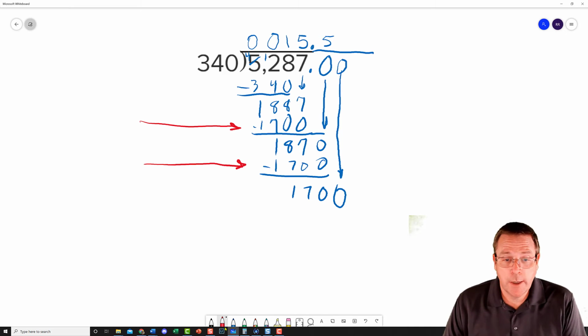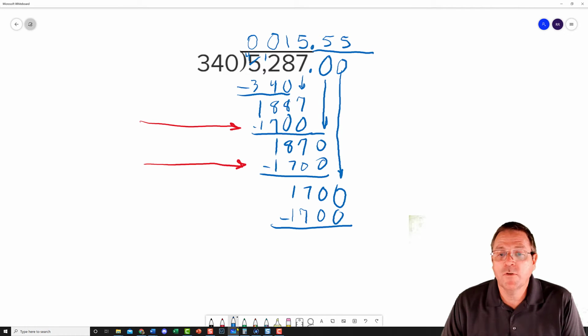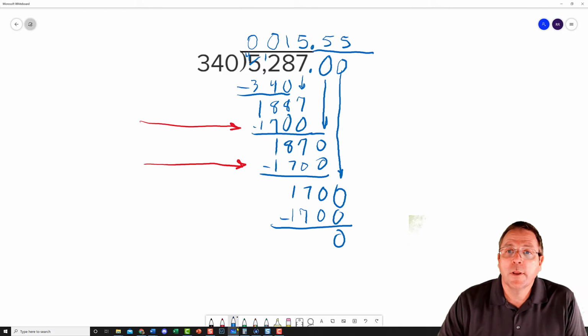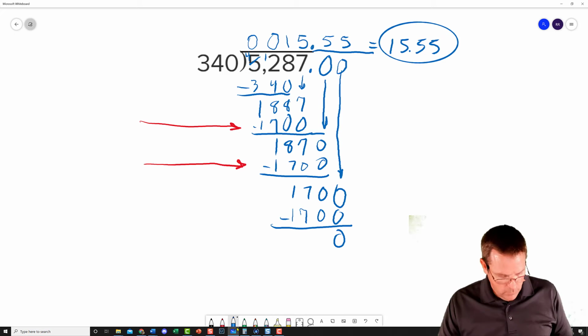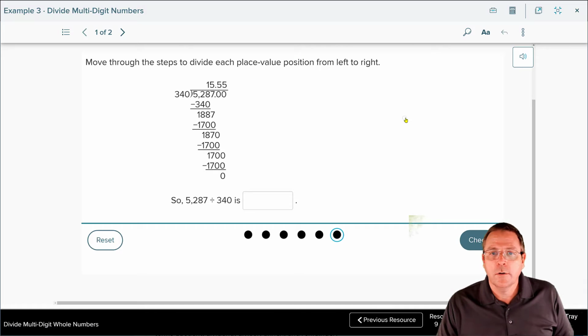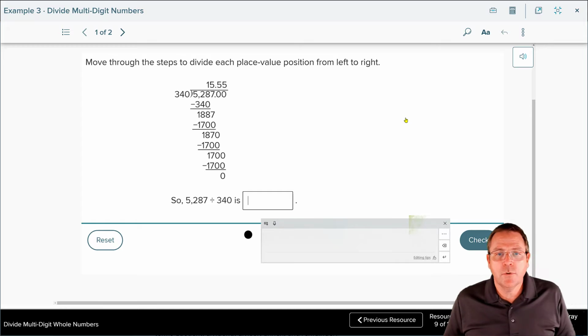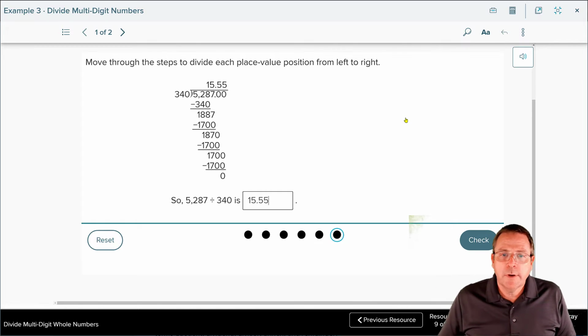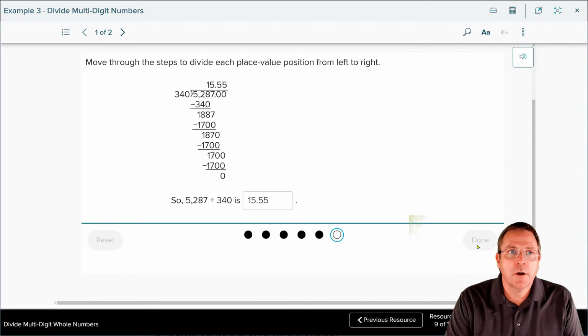I'm at the finish line. So I'm going to put in another 5 times 340. That's going to be 1700 again, and when we subtract that out, we have nothing left over. So our answer is going to be 15 and 55 hundredths. We're going to come back over to our document. You can see they showed their work just like I did. 15 and 55 hundredths. Check our answer, and the answer checks beautifully.